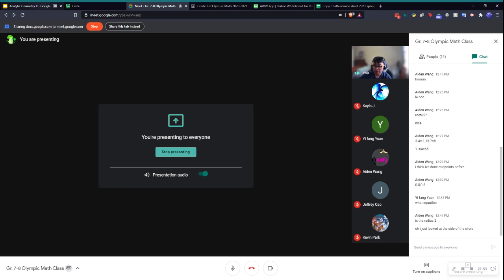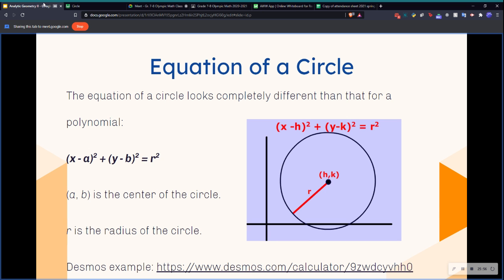Yeah, radius is 2, Aiden. Remember, don't mistake the radius for the diameter. Diameter is twice the length of the radius, and it goes through the entire circle. Radius only touches one end of the circle.